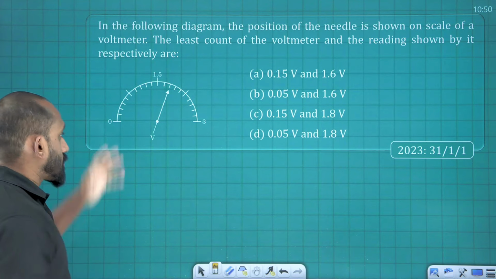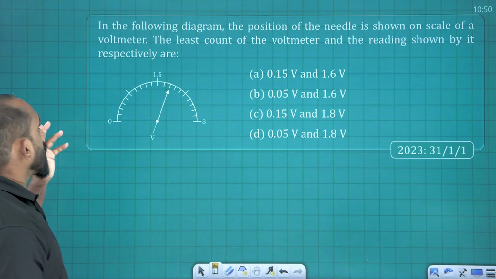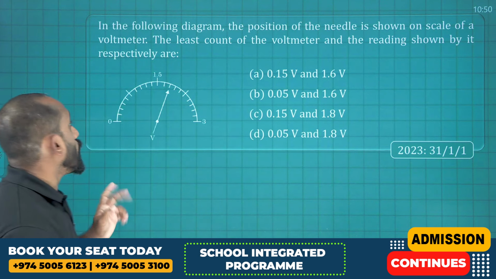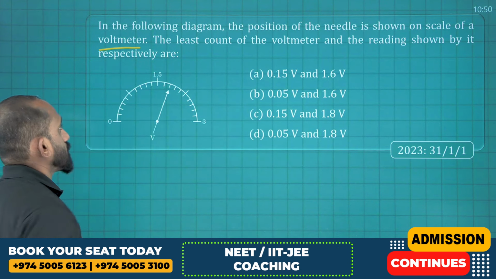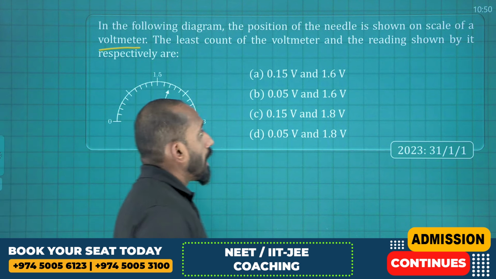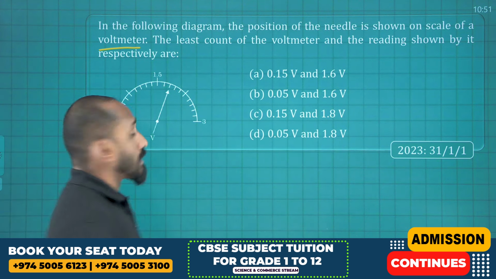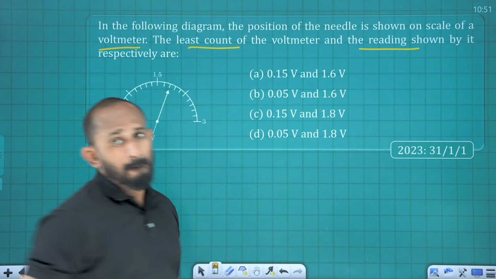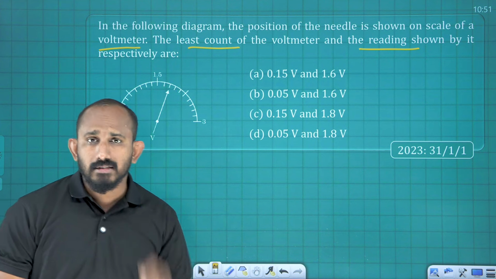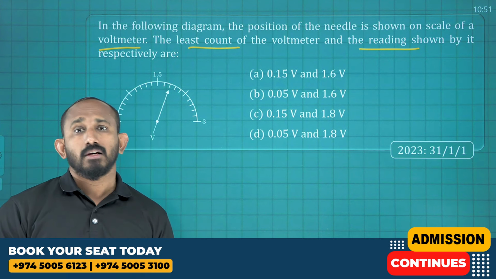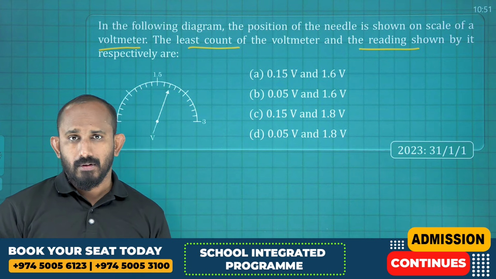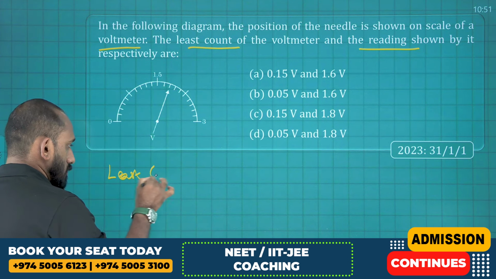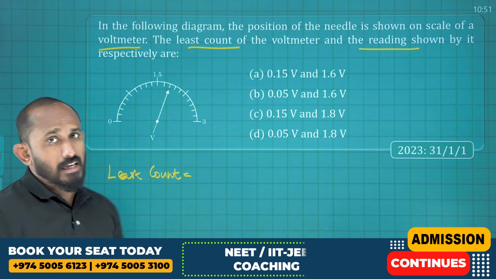Next question. It's a practical oriented question. In the following diagram, the position of the needle is shown on the scale of a voltmeter. The least count of the voltmeter and the reading shown by it, respectively, are. You have to find the least count and how much reading it is showing now. For any measuring device, the least count is the minimum reading which you can measure from that instrument. So to find out the least count, always take here any measuring device.